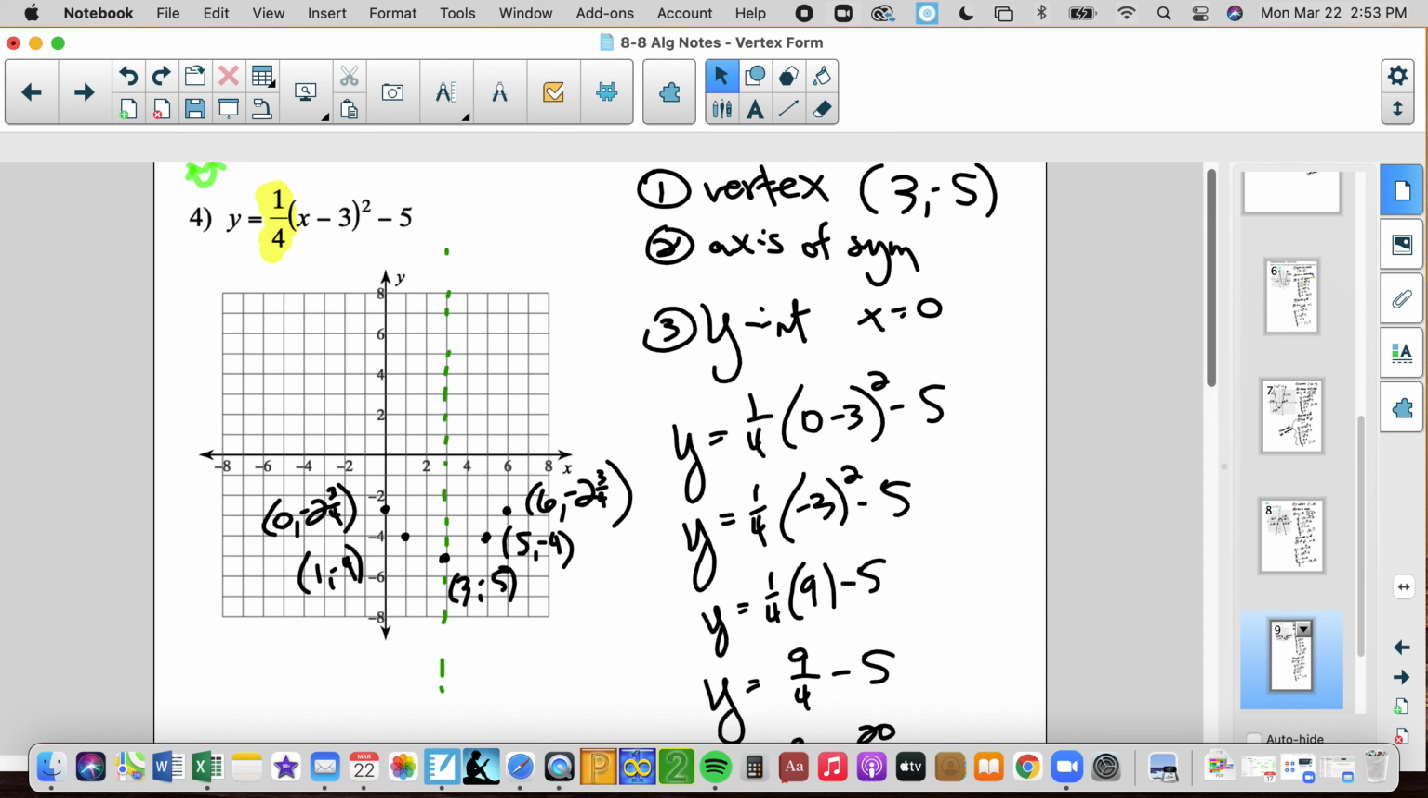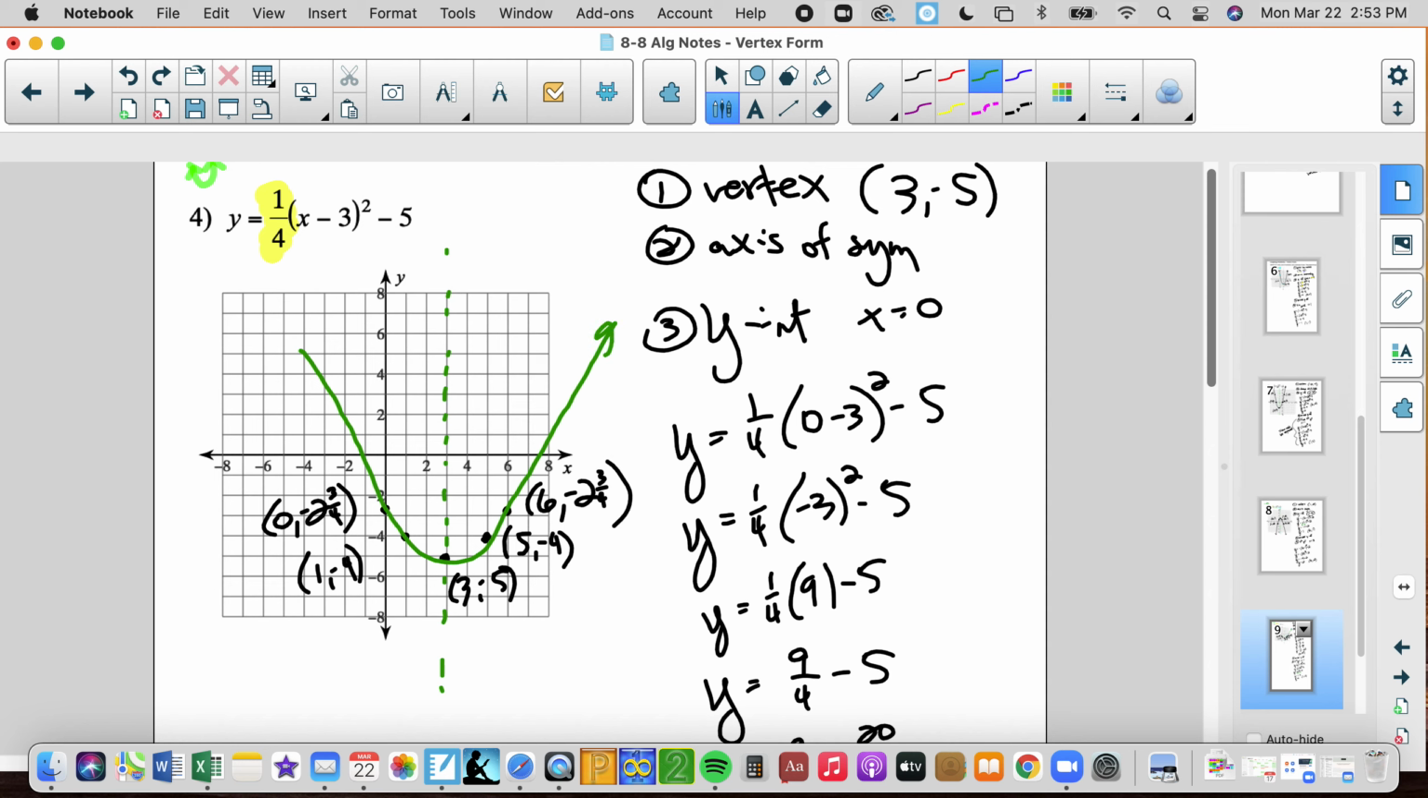So we have our 5 points. Let's graph it up. And we know that it's going to be a little bit more open. So we connect those dots and we get that. So that's a real good problem. Hopefully you understood how that coefficient is affecting the shape of the parabola.